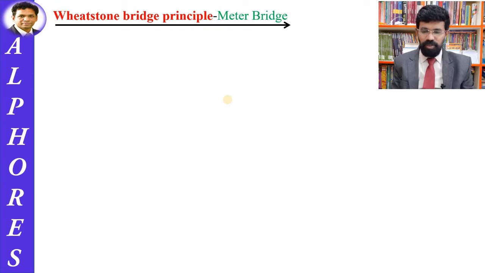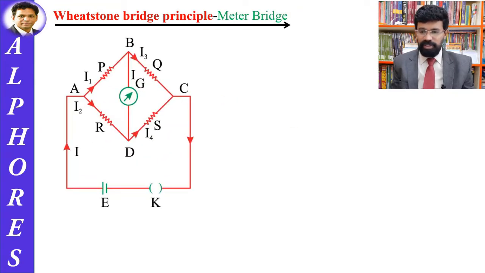So the Wheatstone bridge, in the sense, is a circuit something like this, isn't it? P, Q, R, S, four resistors are arranged. One galvanometer is arranged here. When the bridge is balanced, the potential at point B and the potential at point D are both the same. So there is no potential difference. If there is no potential difference, the current passing through the galvanometer will be 0. So IG value will be 0.